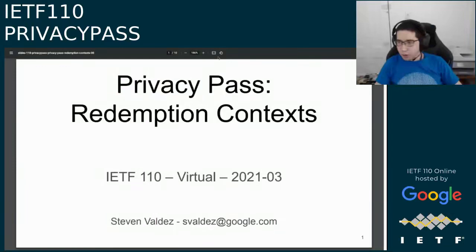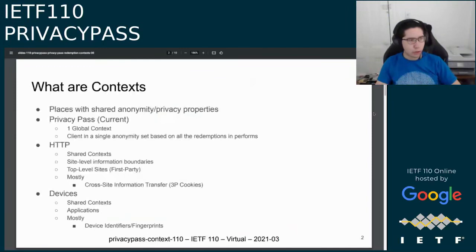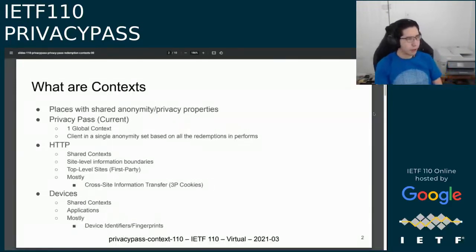So following up on that talk, I'm going to talk about the idea of introducing this redemption context to Privacypass, possibly at the protocol architecture level. Next slide. So when talking about context, I mean places that have shared anonymity and privacy properties. In Privacypass currently, there's this one global context where any redemption identifies that client with every other redemption. We treat it all as one massive context and do all the privacy math there as one massive thing.